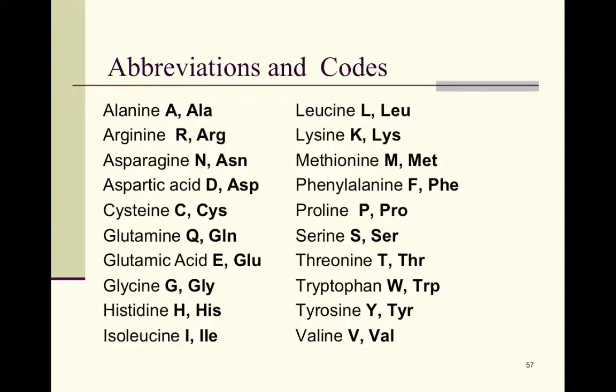Here are the abbreviations and codes for the 20 amino acids. Again, chemists use the three-letter abbreviation, and biology and a lot of the other groups tend to use the single-letter code. You will be responsible for knowing the 20 amino acids, abbreviations, and codes.